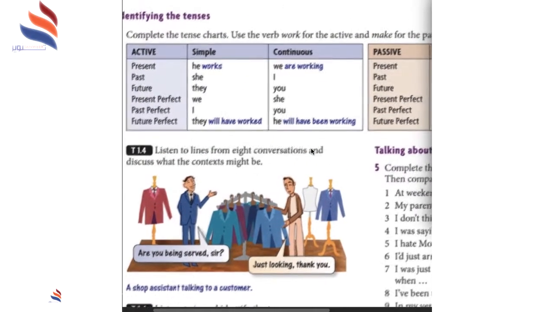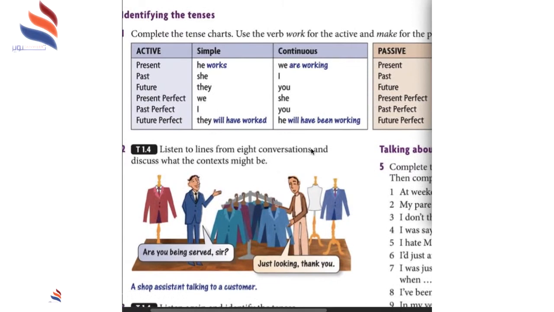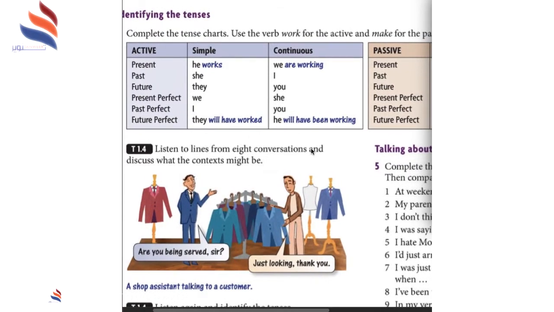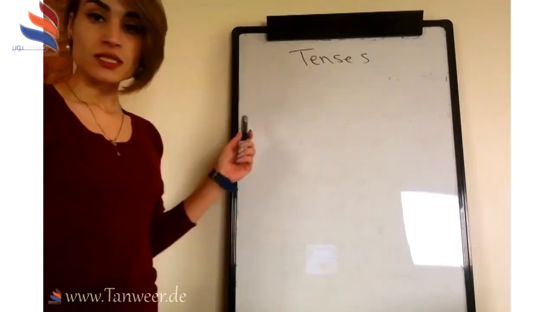And to talk about passive and active, we need to make a revision of different tenses. Okay? So let's go to the revision of different tenses. And then we will go to differentiate between active sentence and passive sentence.